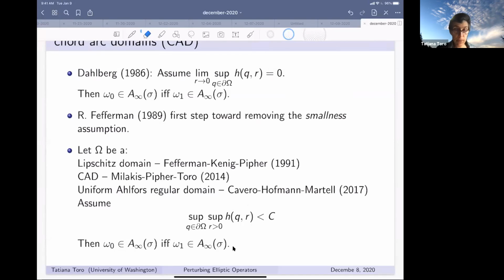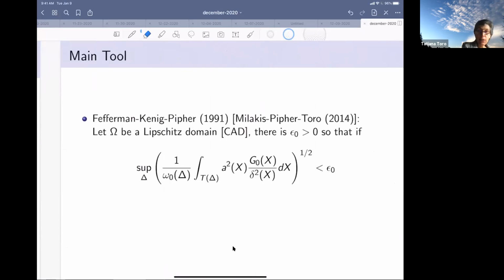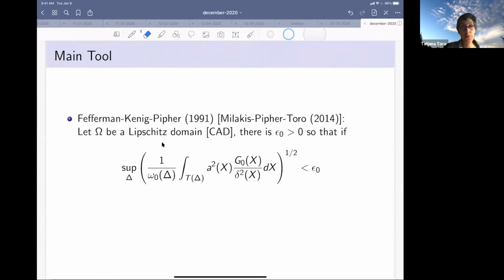Okay, so what was the key tool? The main tool in the proofs of Fefferman, Kenig, and Pipher, and that I joined with Milakis and Pipher, was the following thing. If you have a Lipschitz domain or a chord-arc domain, there exists an epsilon 0 such that this funny looking thing.